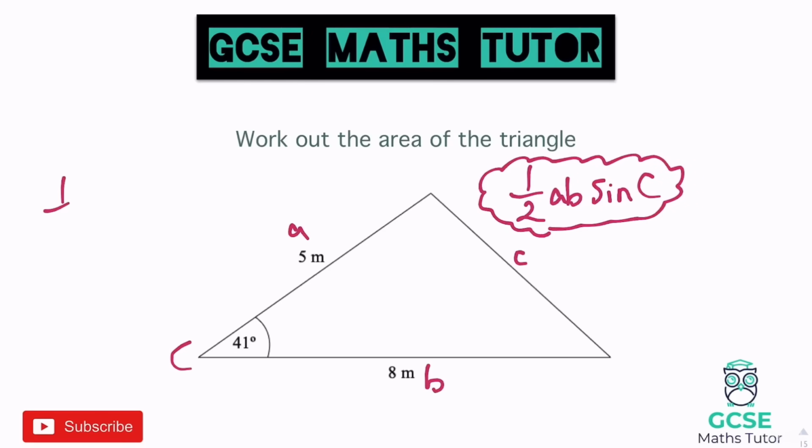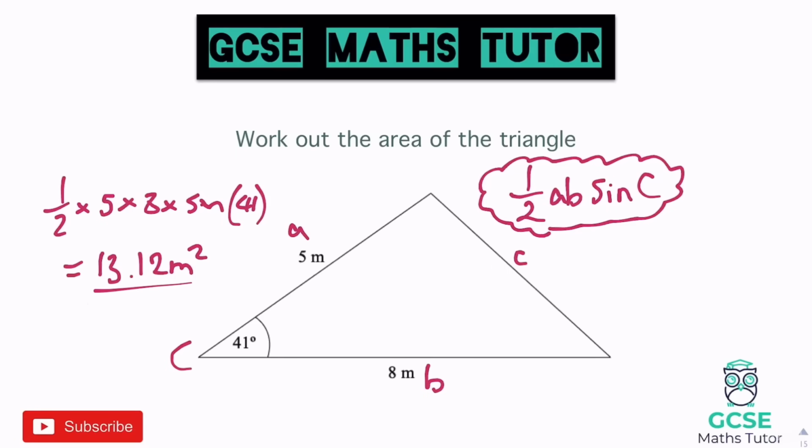So it's half times 5 times 8 times sine 41. There you go. Type that into the calculator. So half times 5 times 8 times sine 41. And we get the answer 13.12. If I round it to 2 decimal places, it's area, so that's meters squared, just being careful of the units. So 13.12 meters squared.